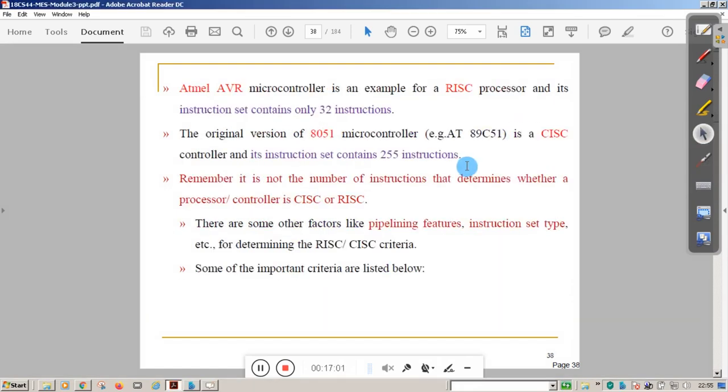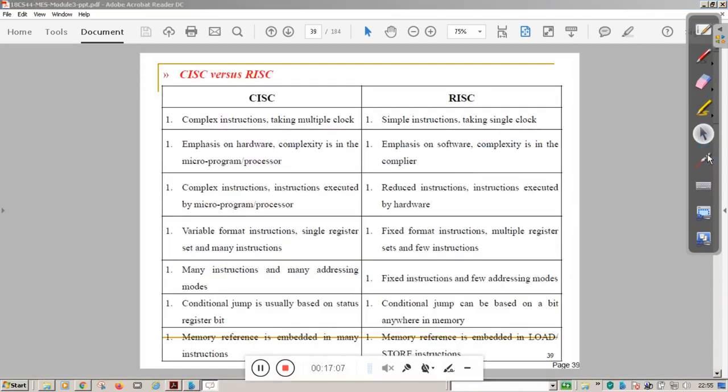Now we see the difference between CISC and RISC. CISC instructions are complex and take multiple clock cycles, with various instruction sizes like 1 byte, 2 byte, 3 byte, up to 6 byte. RISC instructions are simple and take a single clock. For example, in ARM7 all instructions are 32 bit, 4 bytes, and almost all take a single clock. In CISC the emphasis is on hardware complexity, with a micro program processor. In RISC the complexity is on the software.